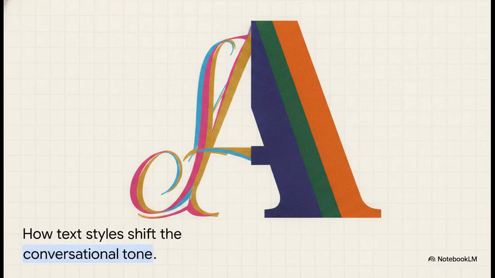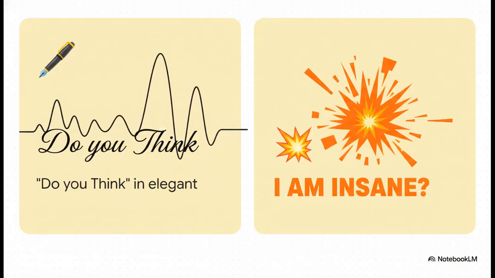Dueling typography and emotion. Moving on to the second layer of our peel the onion deconstruction, let's look at how the text itself is styled to completely shift the conversational tone. And this brilliantly illustrates what we're talking about. On the left side, we have the first half of the phrase, "Do you think?" It's written in this elegant, flowing black cursive font. It feels calm, like a whispering, refined inquiry.